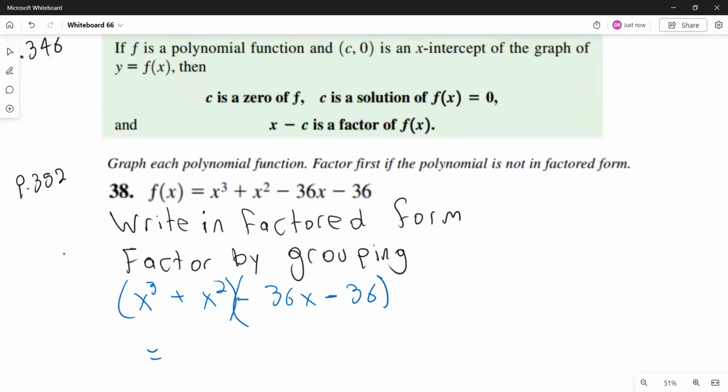Once we group them, we're going to identify the common factor of each group. So the common factor of x cubed and x squared is going to be x squared. That's how you factor the first group. The common factor of the second group is going to be negative 36. So minus 36x minus 36 factors as minus 36 times x plus 1.